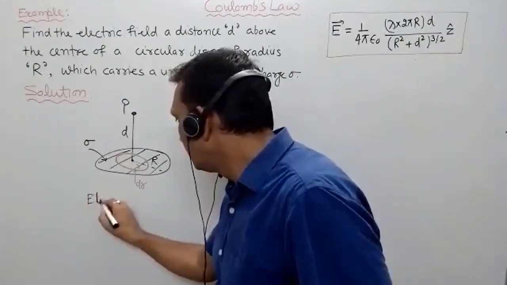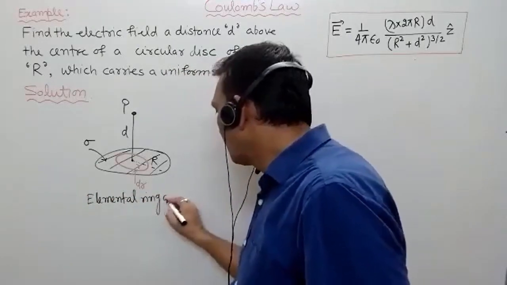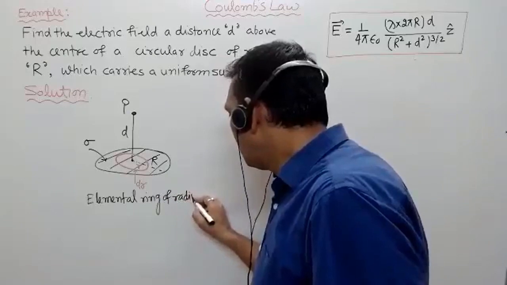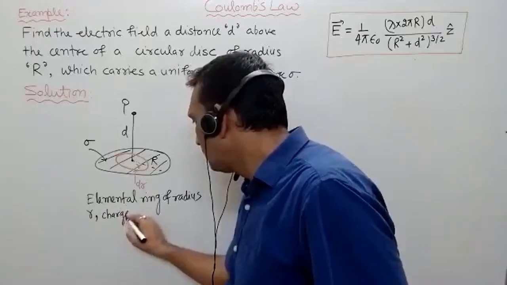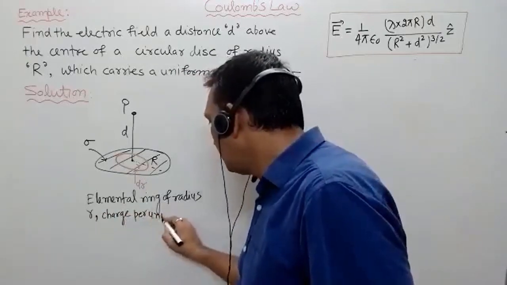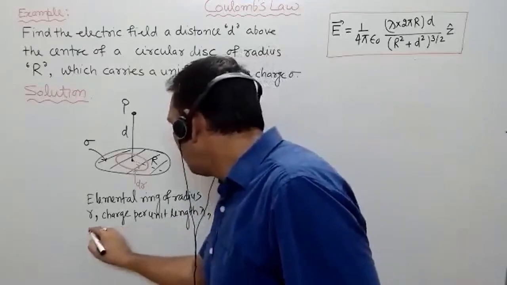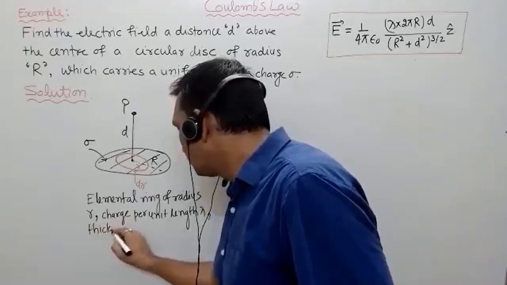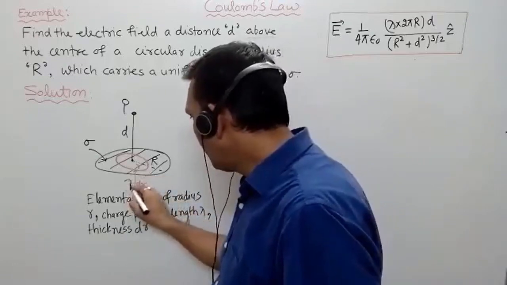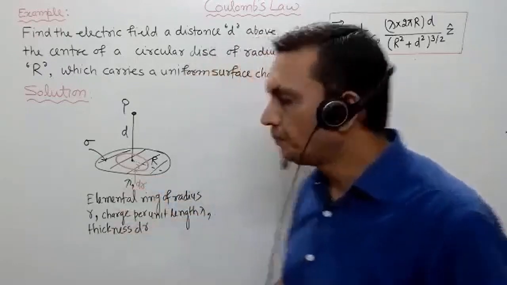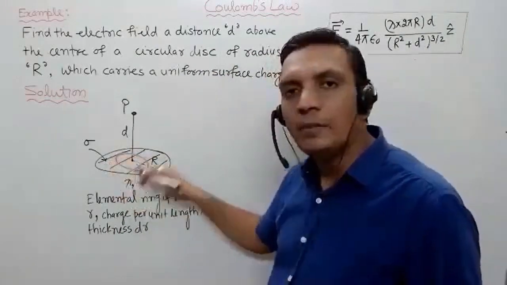You have an elemental ring of radius small r, charge per unit length lambda, let us assume this, and thickness dr. Also assume that its charge per unit length is lambda. So now you can easily write electric field due to elemental ring.